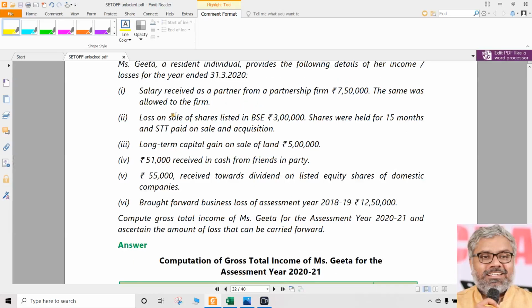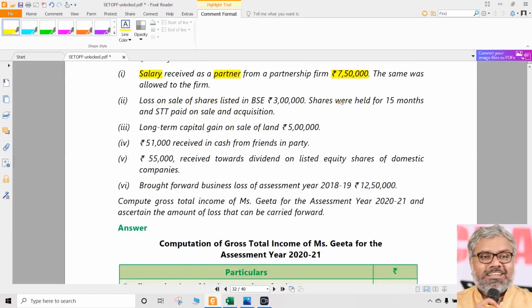Geeta is a resident individual, giving her income details. Salary received as a partner from the partnership firm is 7,50,000, and the same was allowed to the firm. So first of all, what is the head of income under which this is taxable? This is not share of profit, this is salary. Salary received as a partner from the partnership firm is taxable as PGBP. You should know that first. It is not salaries, it is PGBP. So PGBP is how much? 7,50,000. Then there is a loss, which was mentioned.